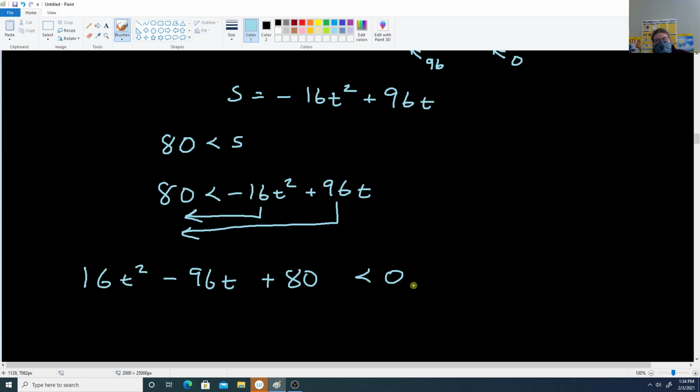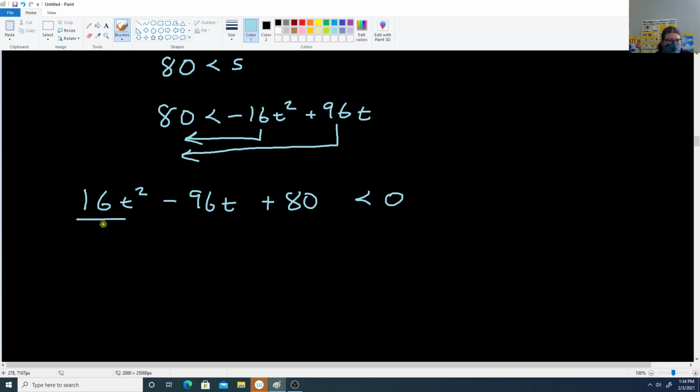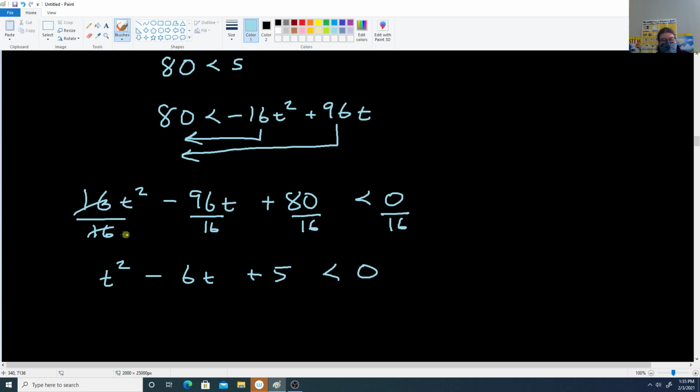This is what I'm trying to figure out. All these are divisible by 16, so I'm going to go through and divide the whole equation by 16 to make the numbers easier to work with. So I get t squared minus 6t plus 5. This is going to be still less than 0 because I'm dividing by a positive number, so the inequality direction does not change. I factor this so I can start building my table.